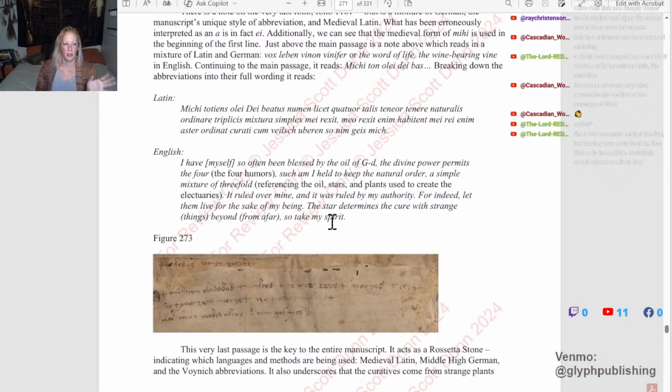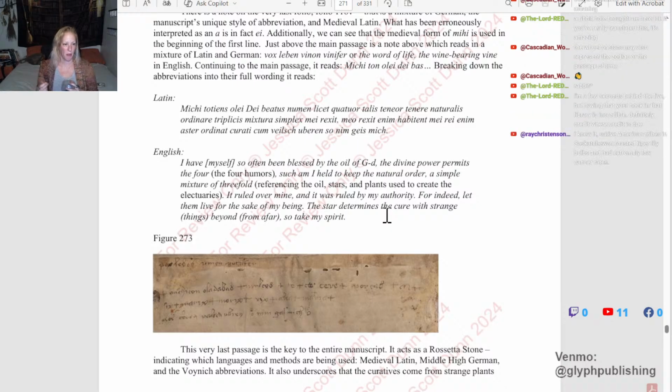Okay? And he says, I have myself so often been blessed by the oil of God. The divine power permits the four, meaning the four humors. Such am I held to keep the natural order, a simple mixture of threefold, meaning the oils, the stars, the plants. It was ruled by my authority, for indeed let them live for the sake of my being. And then the very last sentence is what kicked off the rabbit hole of all of this. It says the star determines the cure with strange things beyond or from afar.